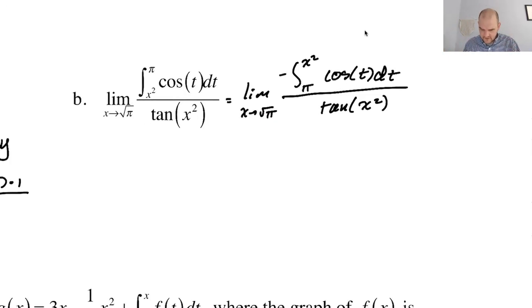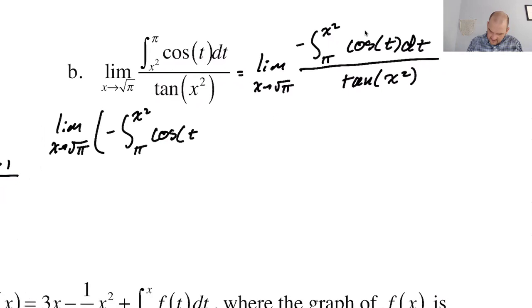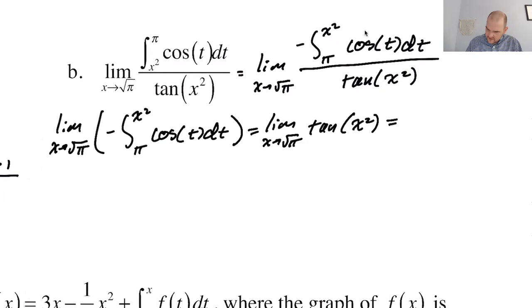No, I'm not. So what I'm going to do is say the limit as x approaches root pi of the negative integral from pi to x squared of cosine of t dt is equal to the limit as x approaches root pi of the tangent of x squared, which is equal to 0.